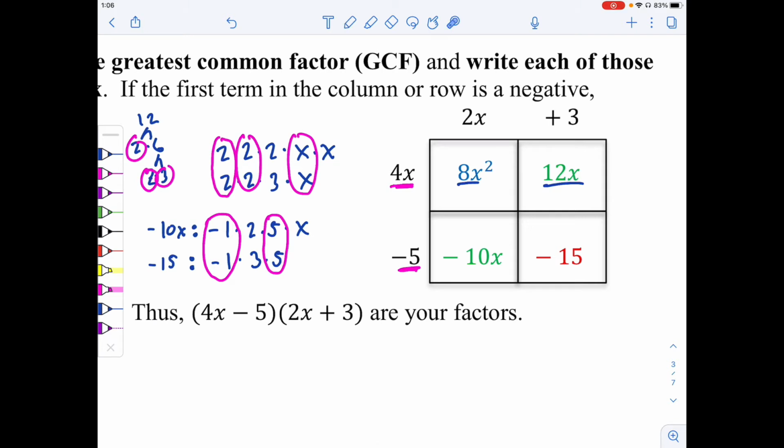And it can keep going. This column: 8x squared, we did that, so it's 2, 2, 2 with 2 x's. Negative 10, we did that, that's negative 1 times 2 times 5 times x. In common, we have 1, 2, and 1x. So our GCF is 2x.